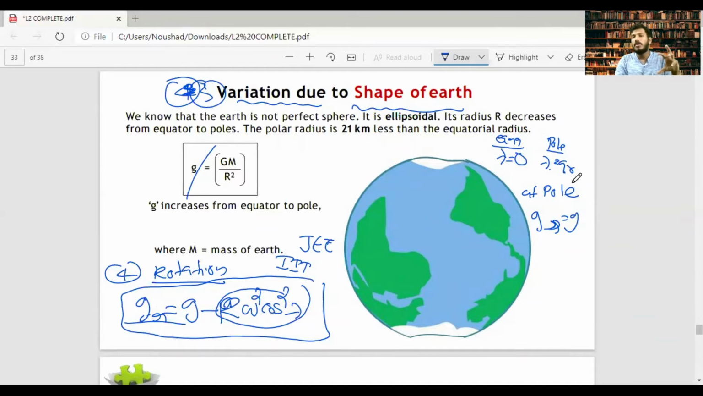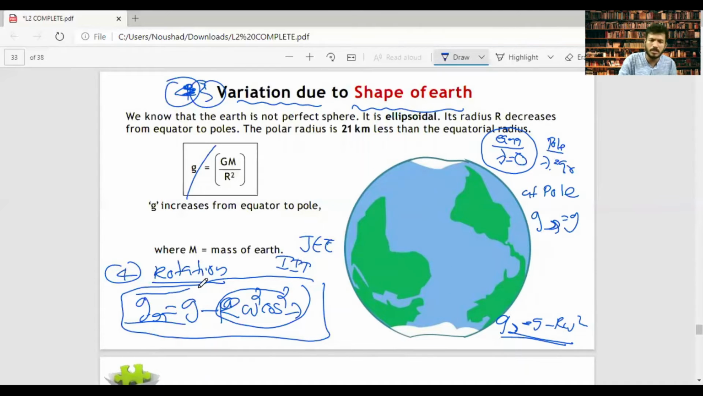So rotation of earth has no effect at the poles. Acceleration due to gravity does not vary due to rotation of earth at the poles because here lambda is 90. But there is an effect on acceleration due to gravity at the equator because lambda is 0. When lambda is 0, what is g_r? g minus r omega square is the equation.